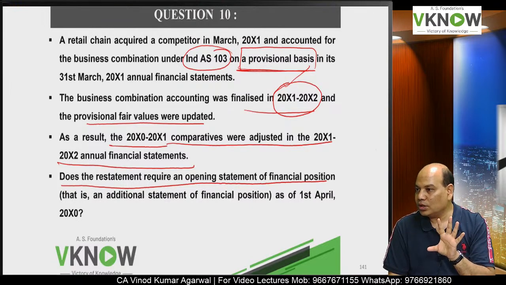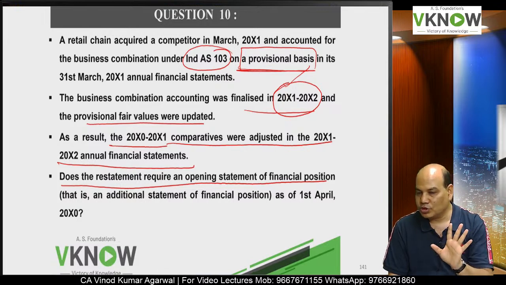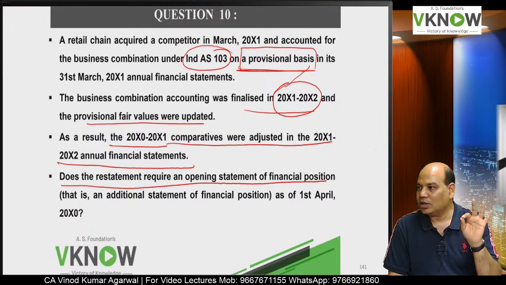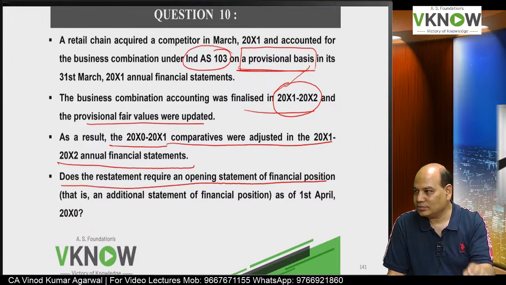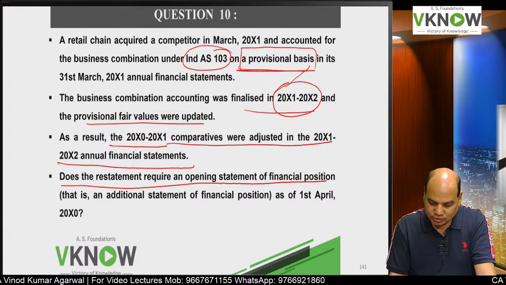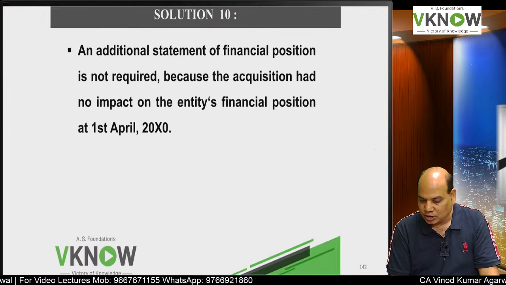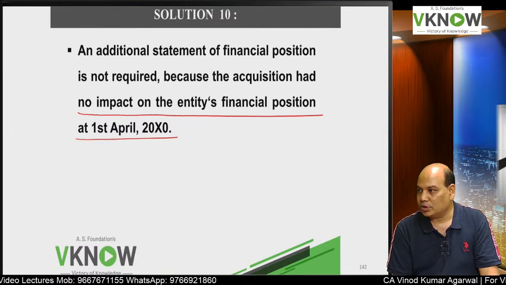The answer is there is no error. It is permitted by Ind AS 103 to take provisional figure. So therefore you can restate the comparative, but there is no need to prepare additional balance sheet. So answer is one line. Additional statement of financial position means balance sheet is not required because the acquisition had no impact on the entity's financial position on 1st April 20x0.